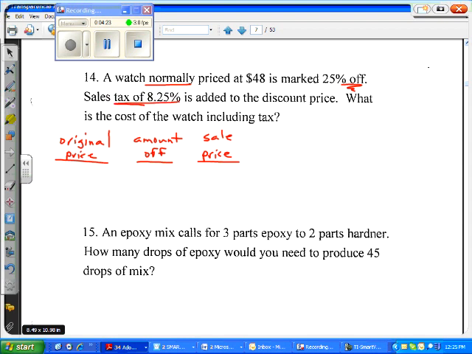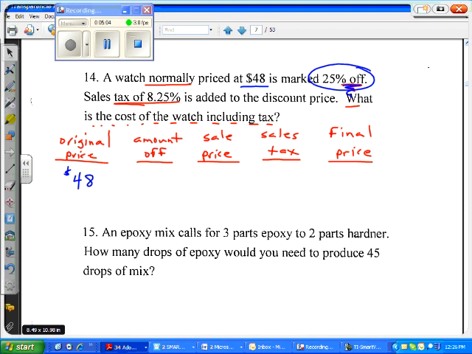We're going to pay tax on the sale price, not the original, and the amount of tax we call sales tax. We're going to add the sales tax to the sale price and get the final price, tax included. So we're looking for the cost of the watch including tax, which we're calling final price. So we're going to start over here with the original price being $48. We want to find the amount off.